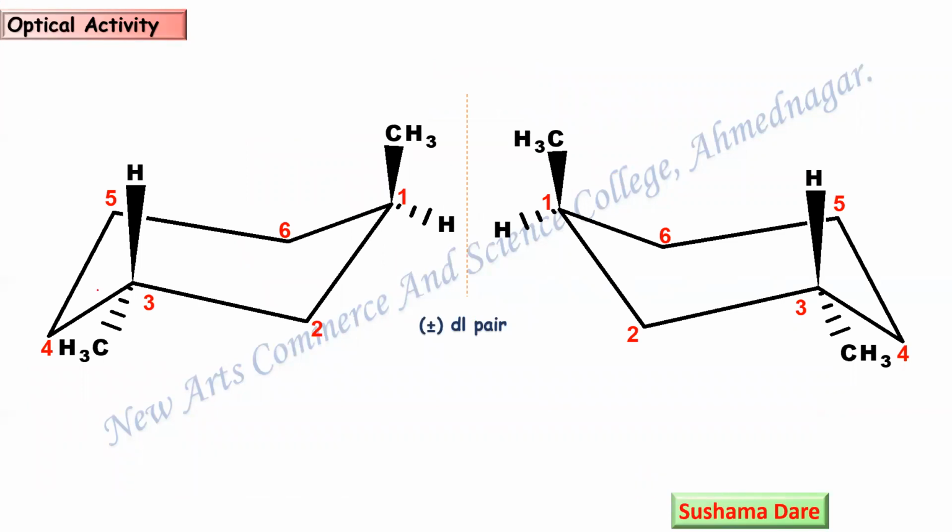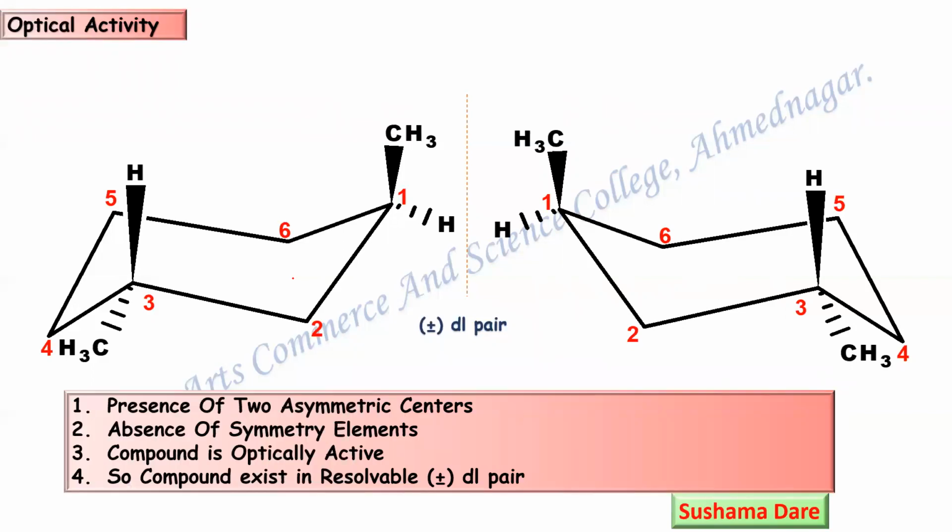Now the optical activity of this molecule. For the optical activity, what are the requirements? There are three conditions. If it fulfills the three conditions, then we have to say that compound is optically active. What is the first condition? The compound should have an asymmetric center, or the presence of a chiral center. So is there a presence of a chiral center? The answer is yes. Which are those? C1 and C3. These are the two chiral centers present in this molecule. So the first condition it fulfills, the presence of a chiral center.